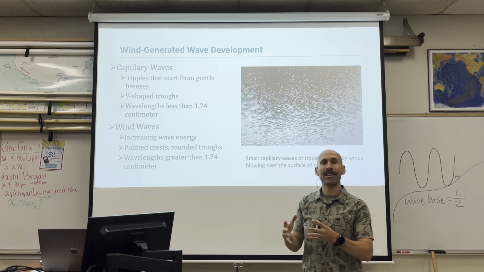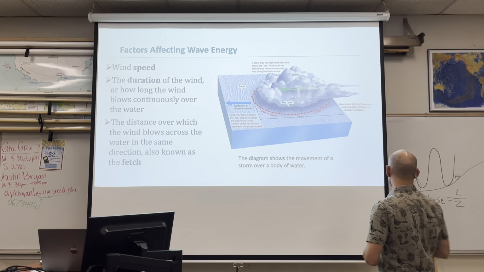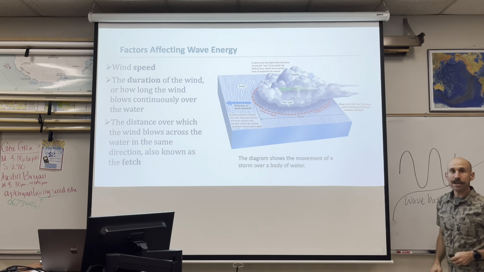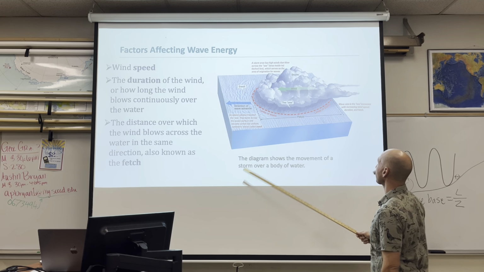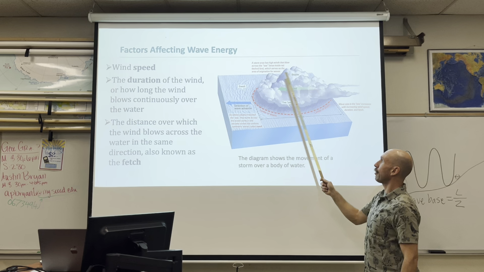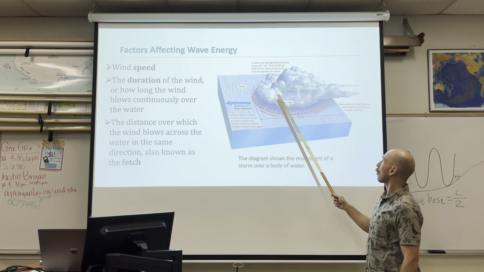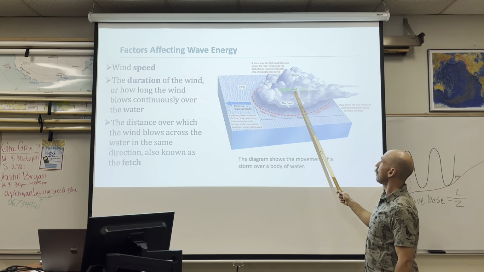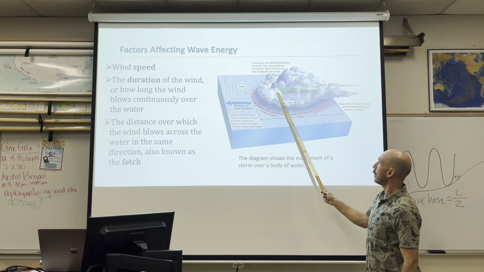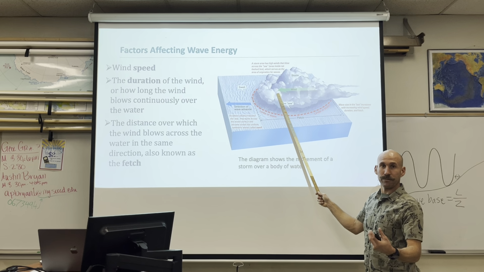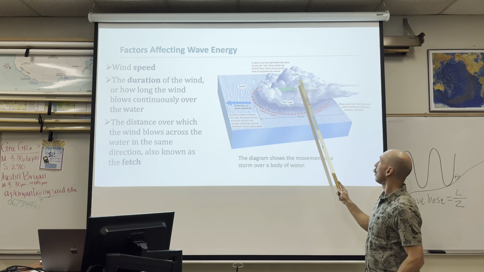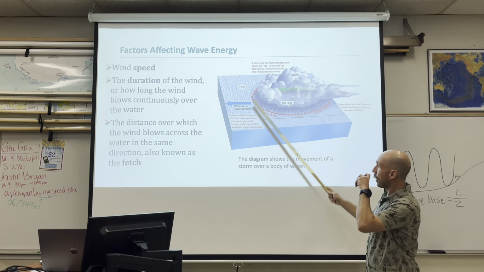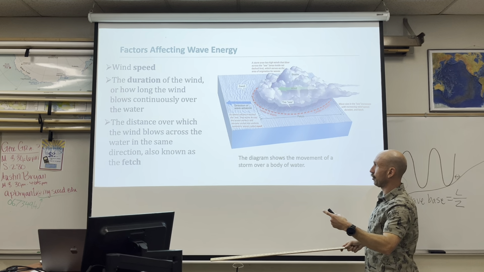Wind waves develop at sea through these 3 primary factors. This is a storm out in the ocean. That storm has wind. That wind has a speed and a duration over a given area. That area is called the fetch.